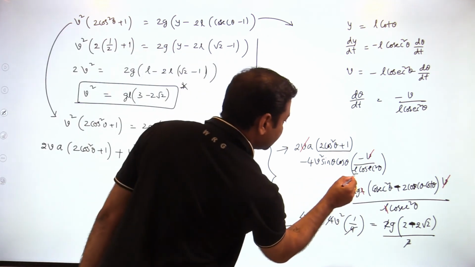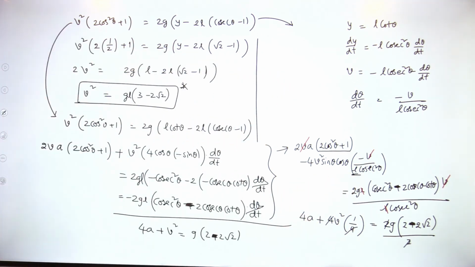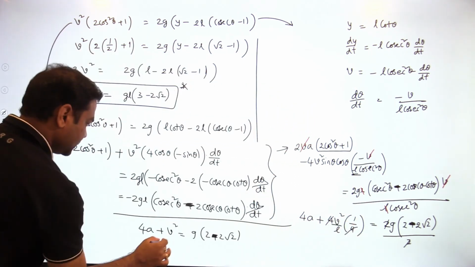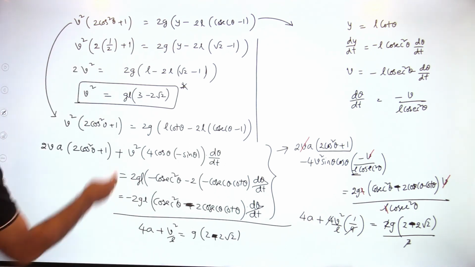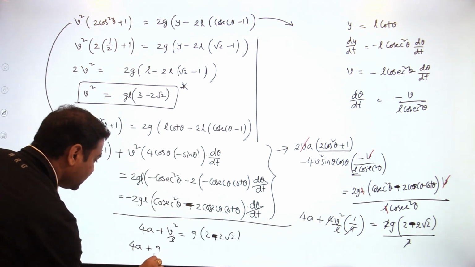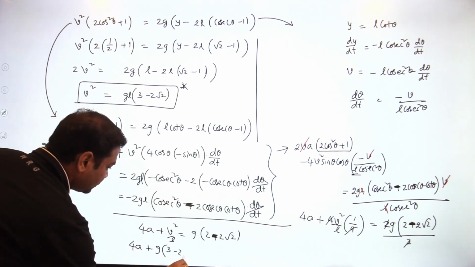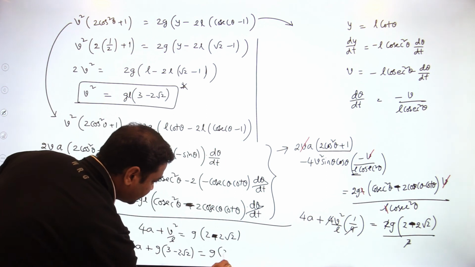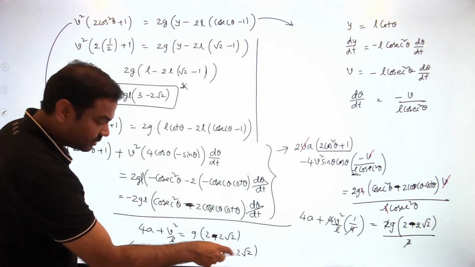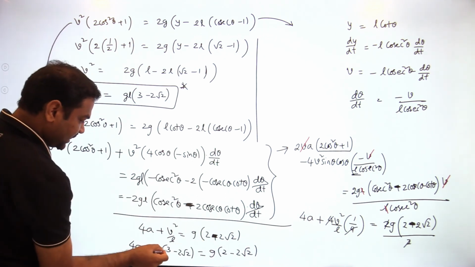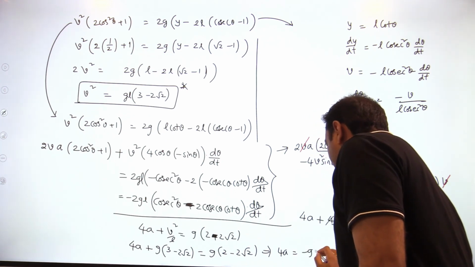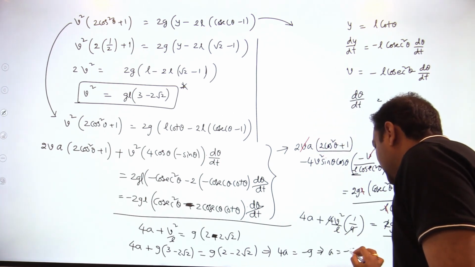Here L is there, no? I didn't take this L. Minus 4 v square sin square by L. So this is v square by L, so the v square by L term will be there. So L will cancel out. Then 4a plus g into 3 minus 2 root 2 is equal to, okay, g into 2 minus 2 root 2. Okay? So g into 2 minus 2 root 2 will cancel out. Then this is 2g, this is 3g. Then 4a is equal to minus g we will get. So what acceleration value will we get? Minus g by 4.